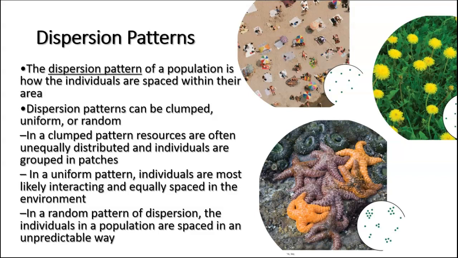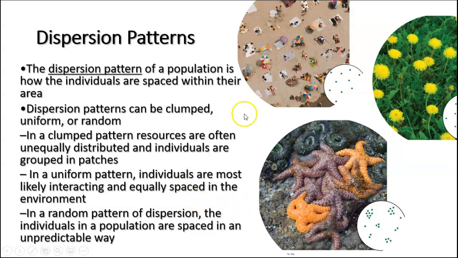Sometimes you'll see dispersion patterns that are clumped. In this case, looking at the starfish in the lower part of the picture, you see that there are clumps where several of them are together, and then there might be a space, and then several more. So they're unequally distributed, grouped in patches, so to speak.